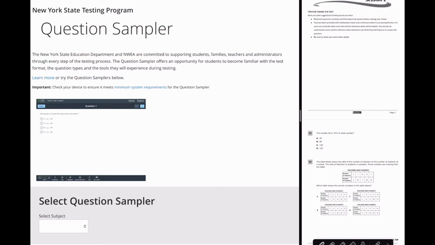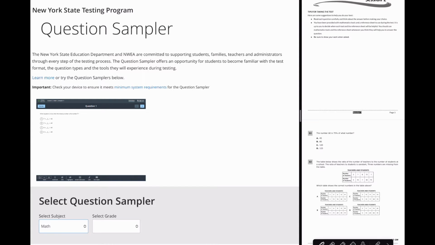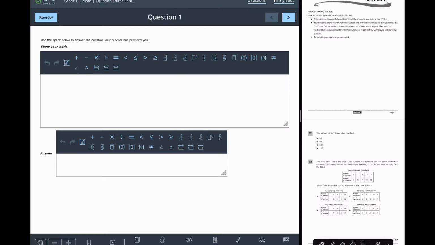So before we start part 2, I'm going to really use this website, and I'm going to link it in the comments, in the description for you. And I'm using this because I know a lot of kids in New York are going to take the exam on computers. It's not mandatory yet for everyone, but it will be for next year. So I'm going to hit Math, Grade 6, and Equation Sampler. Hit Start, Continue, and just X out, Start. And I'm going to do that just so, again, you know where all the buttons are.